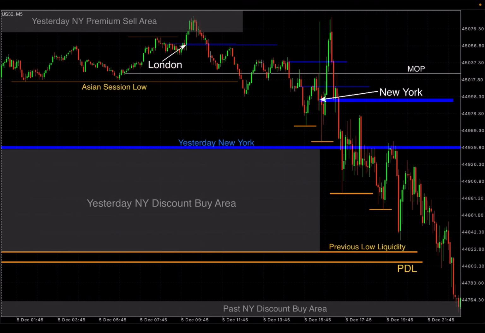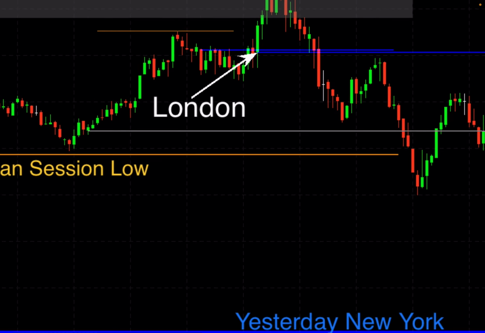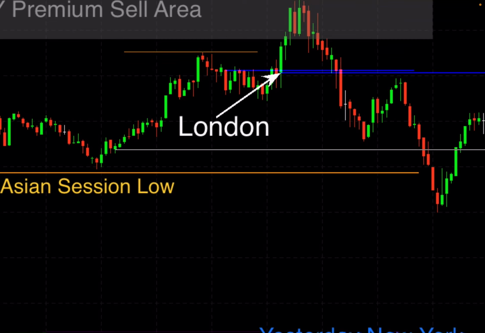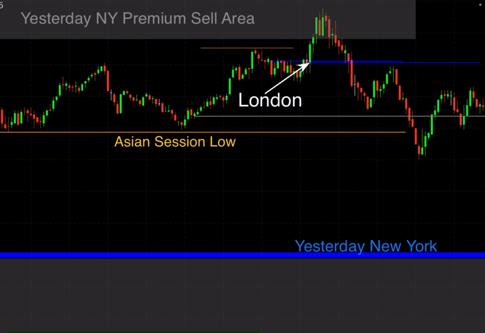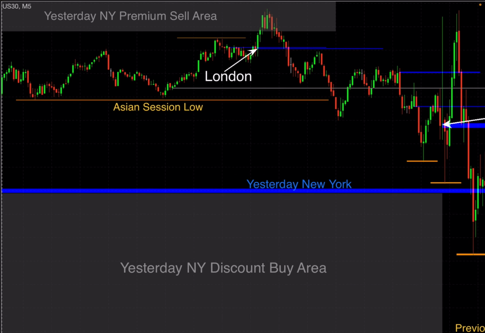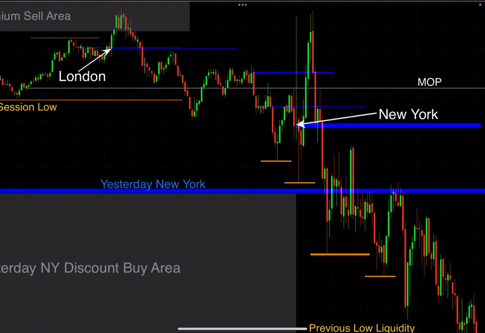Going into the 5th of December, nothing with the pre-London, just moves sideways. London opening, pushes up, takes liquidity, retests that premium sell area, then you get the nice clear sell, managing your trade as it goes down. Then we go into the New York session.